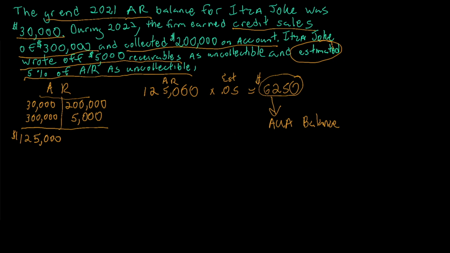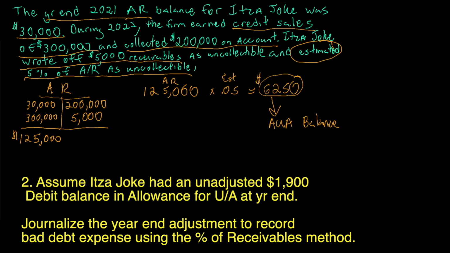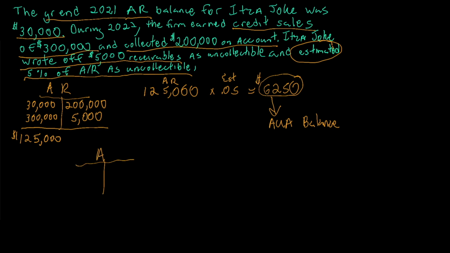And so in terms of the second requirement, we must assume this time that we have an unadjusted debit balance on allowance for uncollectible account of $1,900 instead. So all of the previous calculations to get to the proper adjustment are still correct. The only difference is now our allowance for uncollectible account balance has changed. So instead of being on the credit side, this time it's a debit balance of $1,900, gang. And so how will we adjust that?